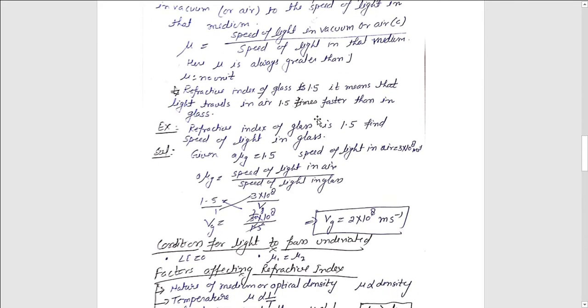Now, these kind of questions are very common. Refractive index of glass is 1.5. What do you mean by this? Are you getting me? It means the speed of light in air is 1.5 times the speed of light in that medium. How can you say refractive index of glass is 1.5? It means that light travels in air 1.5 times faster than in glass. If instead of glass, suppose diamond is there, you can say in diamond. So you can define this.